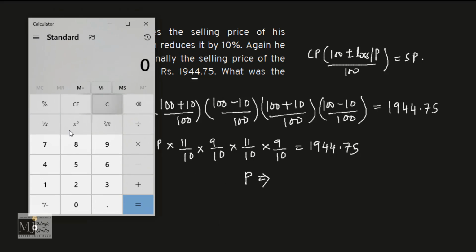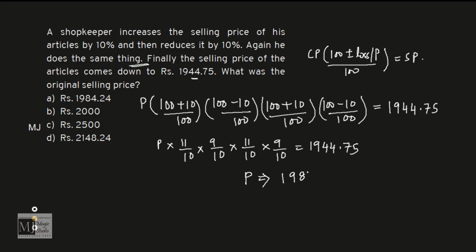So here is my calculator. Let me clear it up. So we have 1944.75 into 10, how many times? 4 times: 1, 0, 0, 0, 0. Done. Now we need to divide this by 11, then again by 9, then again by 11, then again by 9, and we end up getting 1984.23, or 24, and that features in option A.